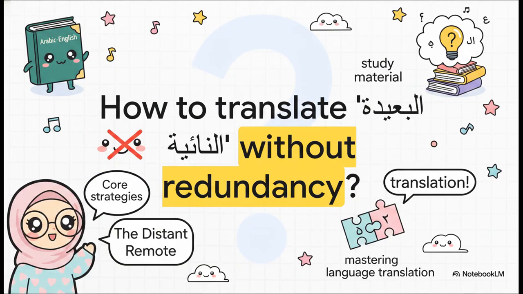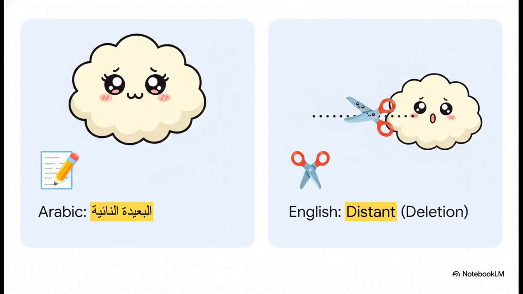All right, let's put this to the test with a quick pop quiz straight from your study material. Imagine you're looking at the Arabic phrase al-ba'ida an-na'iya. Literally, this translates to the distant, the remote. So, if you want to translate this naturally into English without sounding super repetitive, which of Safa Haniyeh's core strategies are you going to reach for? If you guessed deletion, you hit the nail on the head.